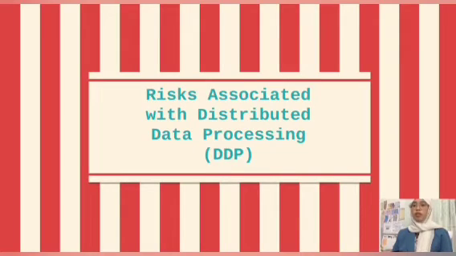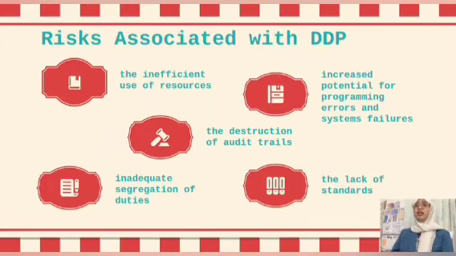Here we are going to discuss the organizational risks that need to be considered when implementing DDP. We'll focus here on the issues that carry control implications that auditors should recognize. There are actually potential problems in implementing this, such as the inefficient use of resources, the destruction of audit trails, inadequate segregation of duties, increased potential for programming errors and systems failures, and the lack of standards.